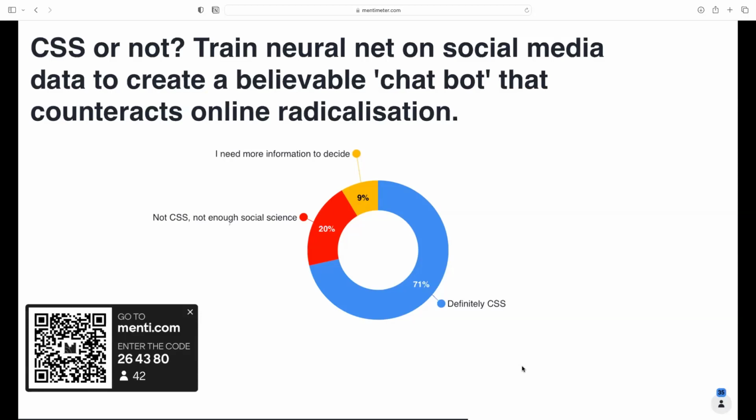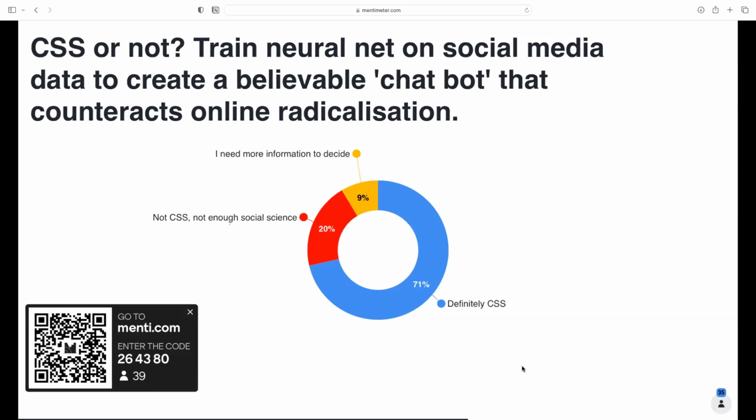So we've got a neural network, which has been trained on social media data. For those of you that don't know what a neural network is, these are a kind of artificial intelligence that teaches computers to process data in a way that's inspired by the human brain. So it's a type of machine learning process, also called deep learning, that uses interconnected nodes or neurons in a layered structure that resembles the human brain.